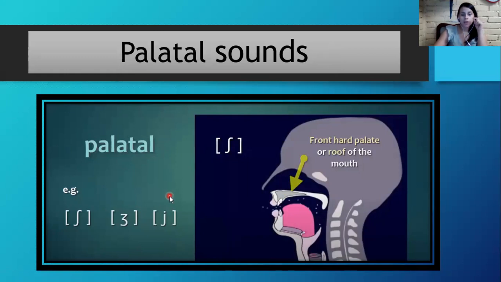And the palatal sounds are produced on the palate or roof of the mouth. For example, the first sound is sh, the second sound is zh, and the third sound is y. The example of the first sound is sheep, the example of the second sound is vision, and the example of the third sound is yellow.